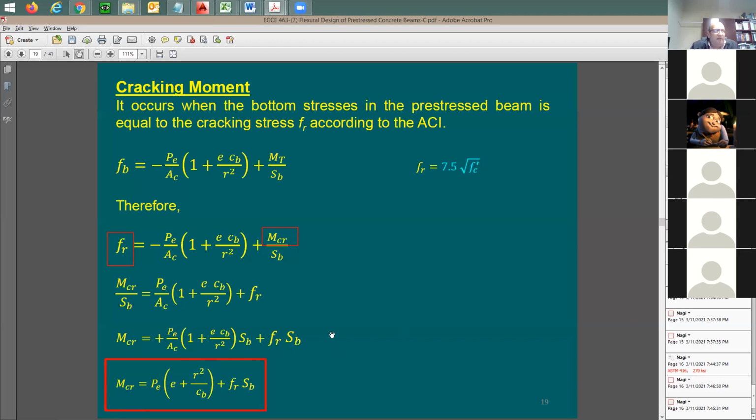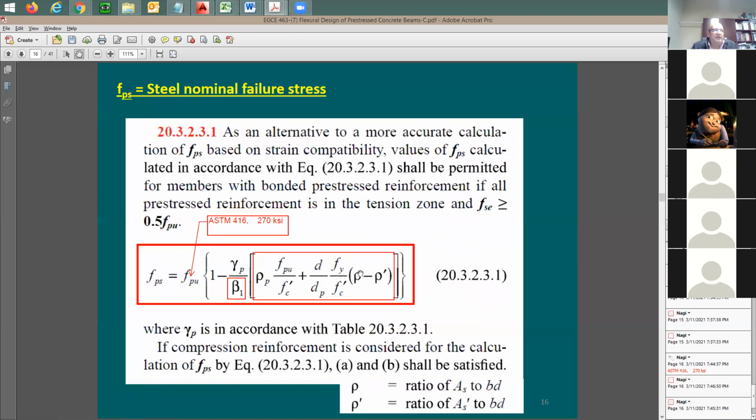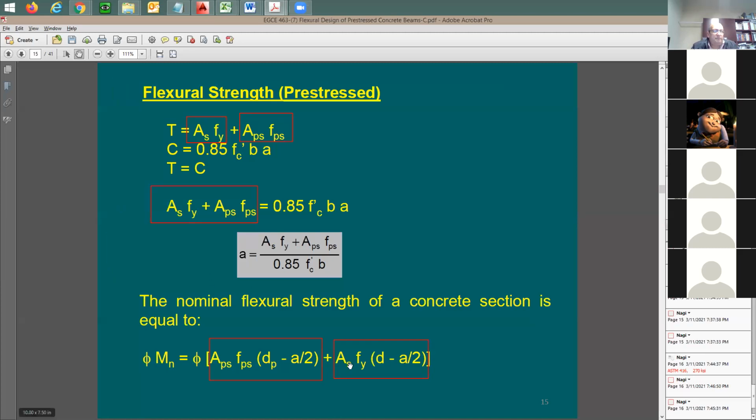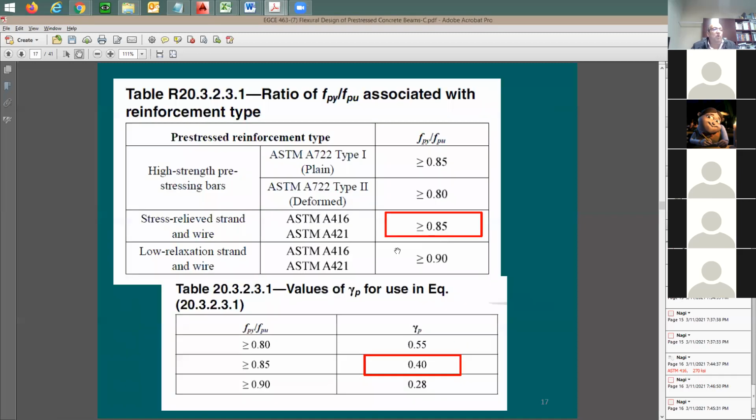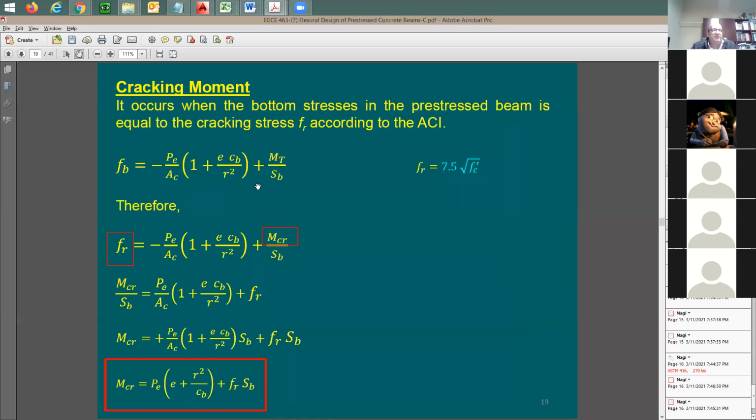So for phi Mn, I have an equation for it. I'm going to go back here. It depends on fps and Aps and the amount of steel that you put there. And for the cracking moment, I can take the stress equation, rewrite it, and find the cracking moment on one side. And this should be sufficient for my design for a prestressed beam. Any questions?